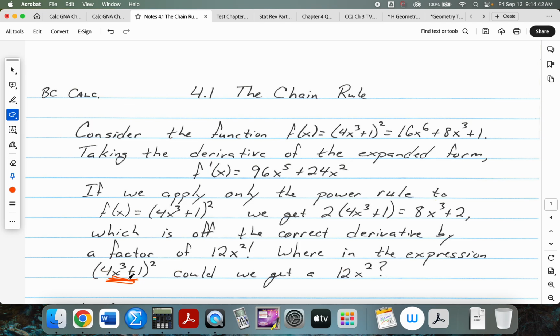The derivative of 4x cubed plus 1. Yeah, the derivative of 4x cubed plus 1. So what we can do when we have a composite function is take the derivative of the outside part, leave the inside part alone, and then multiply by the derivative of the inside part. That is the essence of the chain rule.